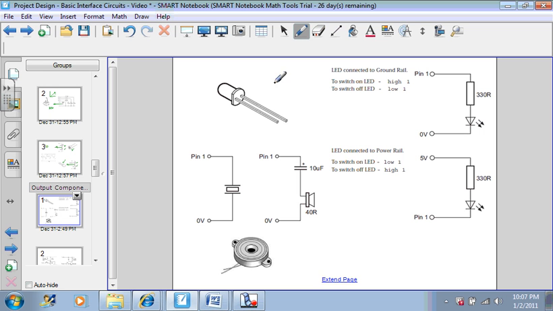These are some output devices that you might use for your project, such as an LED or a buzzer. Because the current in these two devices is so small, you can connect these directly to the microcontroller. You do not need a driver. You only need a resistor to help control the current. And these are some very common values to use for the components.